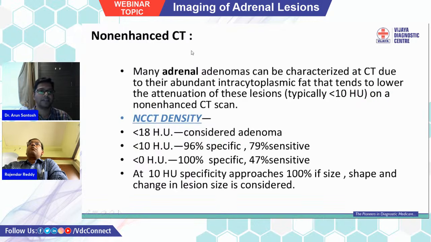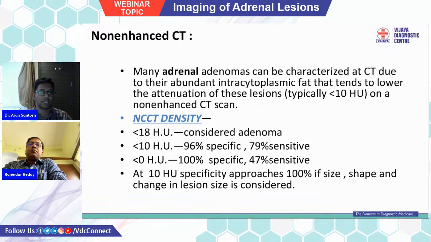So non-enhanced CT, when first it is done, many adrenal adenomas can be characterized at non-enhanced CT due to their abundance in the intracytoplasmic fat that tends to lower the attenuation value of these lesions on non-contrast scans, and typically these adrenal adenomas appear less than 10 HU on a non-contrast scan.